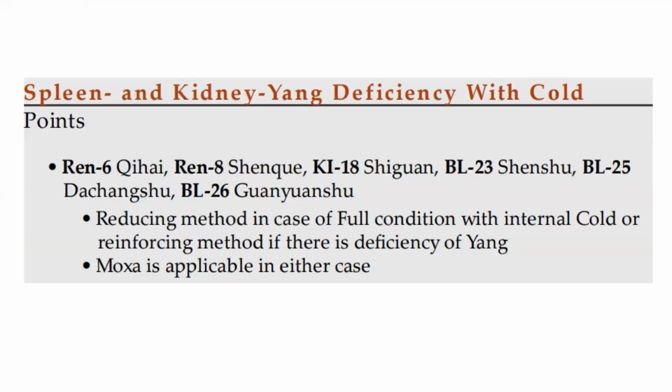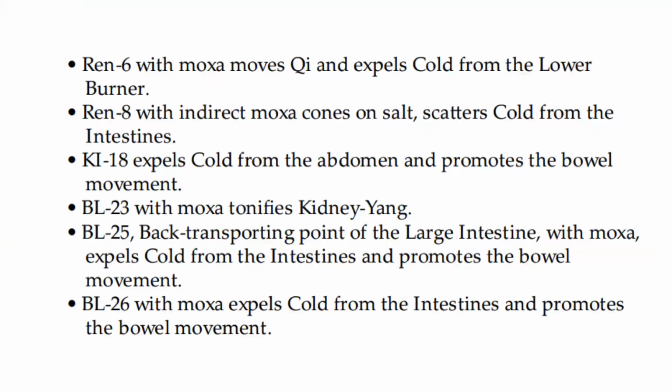Points: Ren 6, Ren 8, Kidney 18, Bladder 23, Bladder 25, Bladder 26. Reducing method in case of full condition with internal cold, or reinforcing method if there is yang deficiency. Moxa applicable in either case. Ren 6 with moxa moves Qi and expels cold from the lower burner. Ren 8 with indirect moxa cones on salt scatters cold from the intestines. Kidney 18 expels cold from the abdomen and promotes the bowel movement.